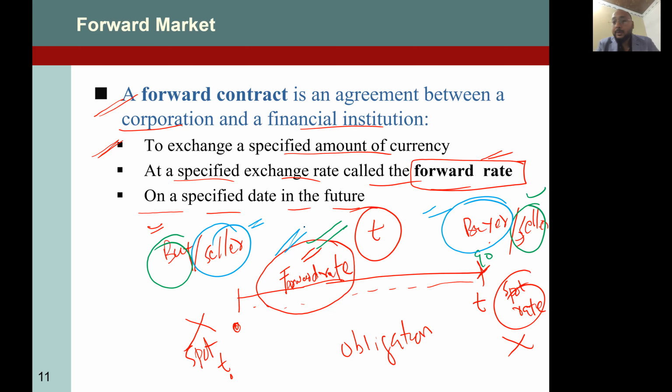All right, so remember, a forward contract can be bought or can be sold. When you buy a forward contract, your intention is that after some time, you will buy the currency. The other party is going to be called the seller of the currency. But when you sell the forward contract, it means you will sell to the buyer after time T. So guys, are we clear? Because this is very important.